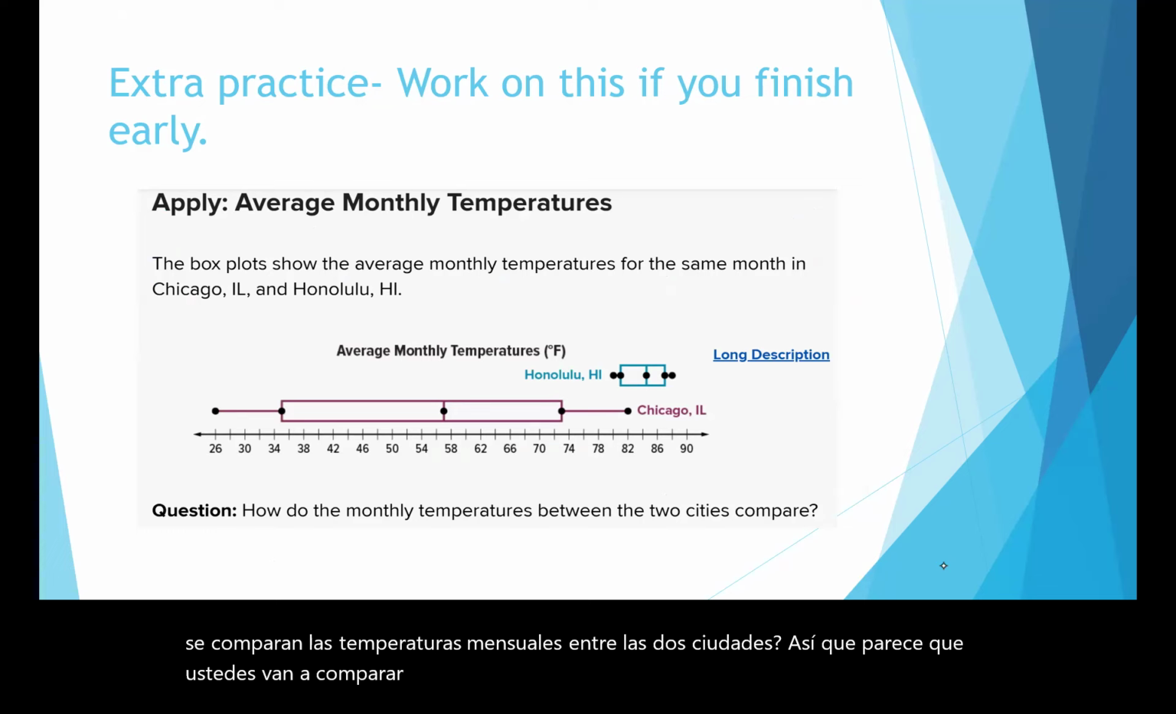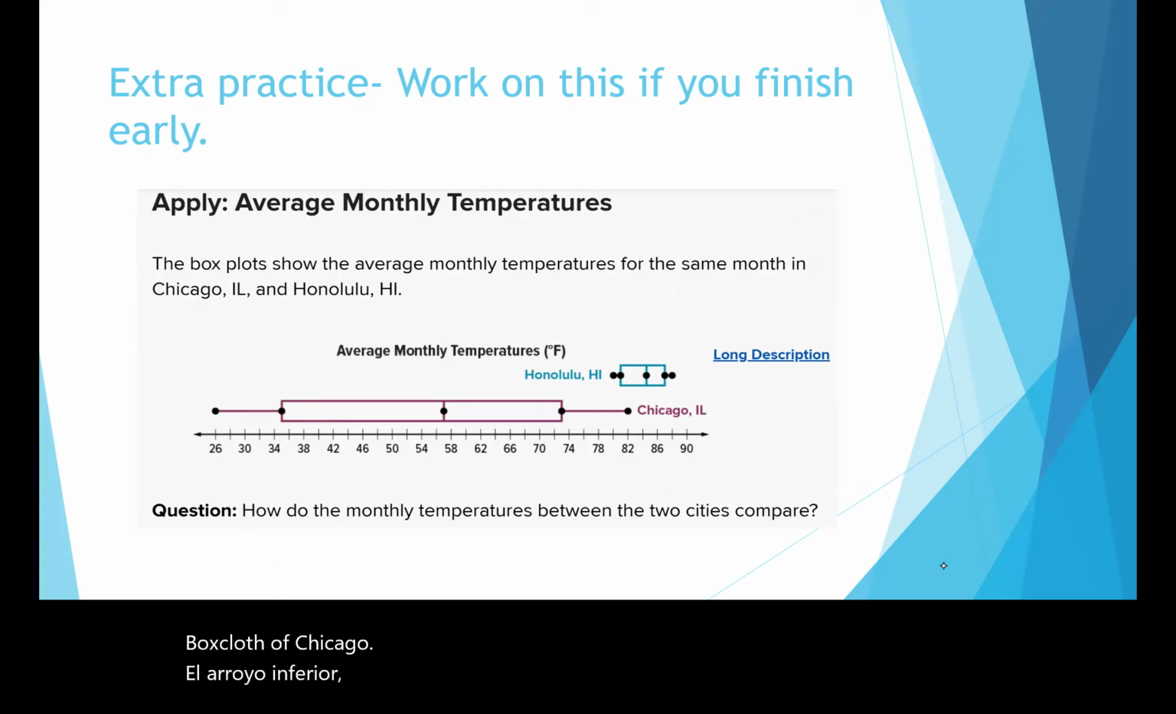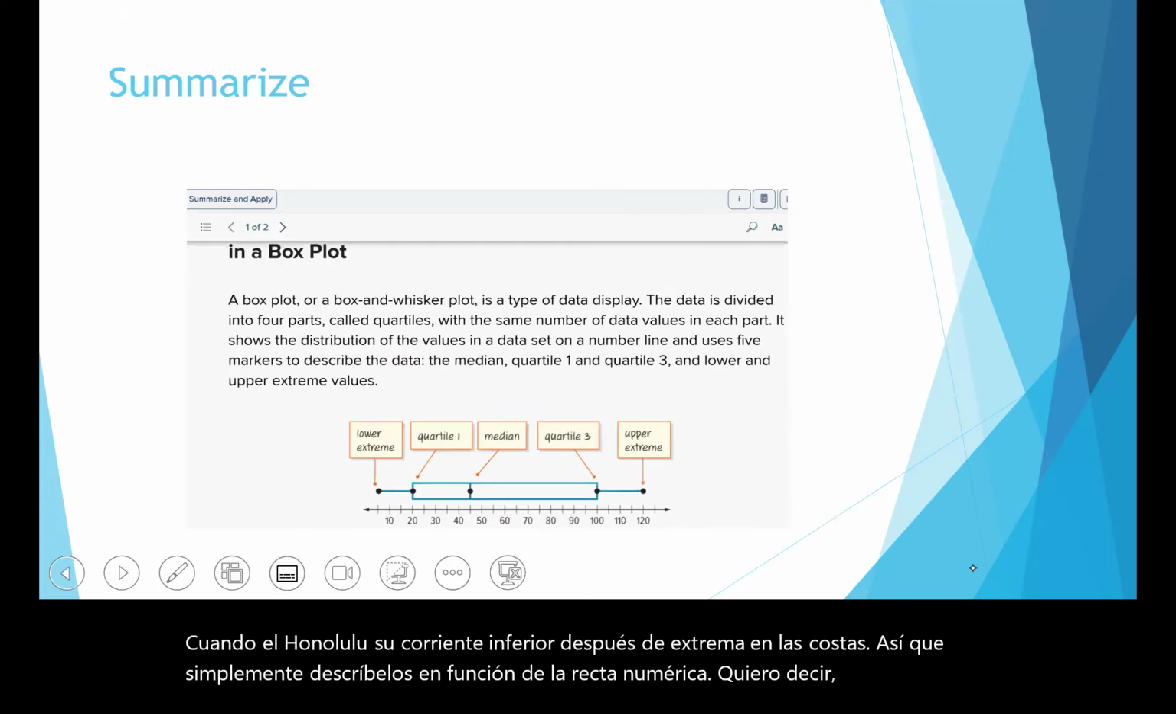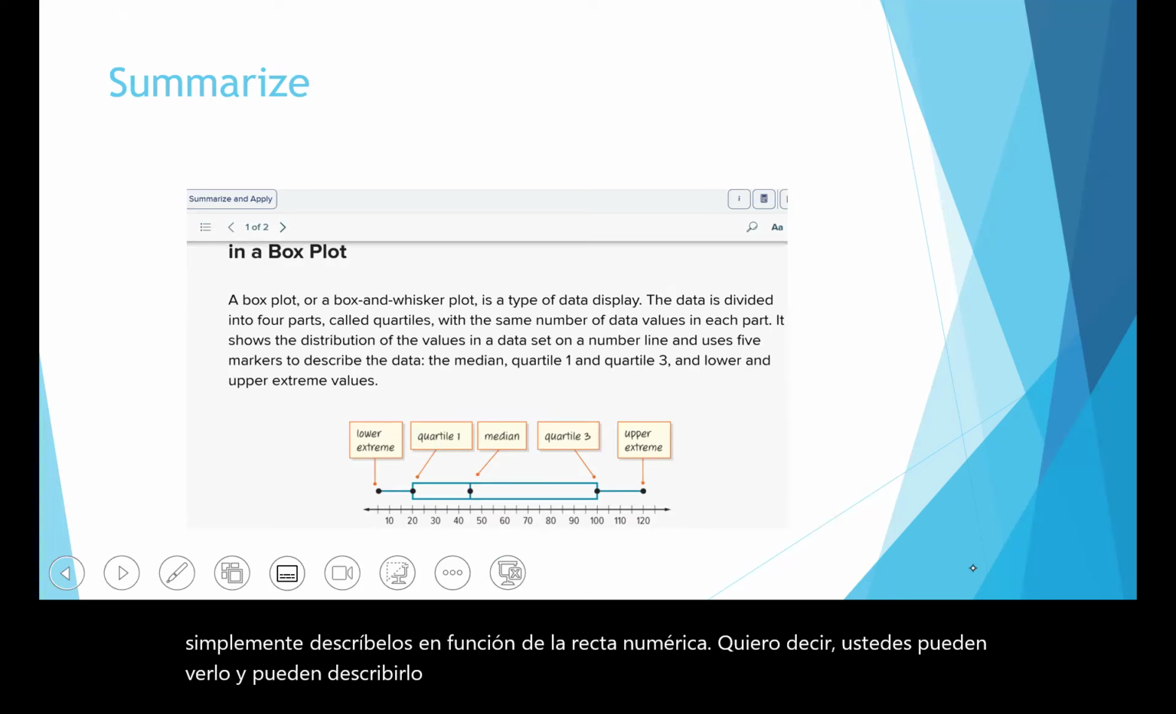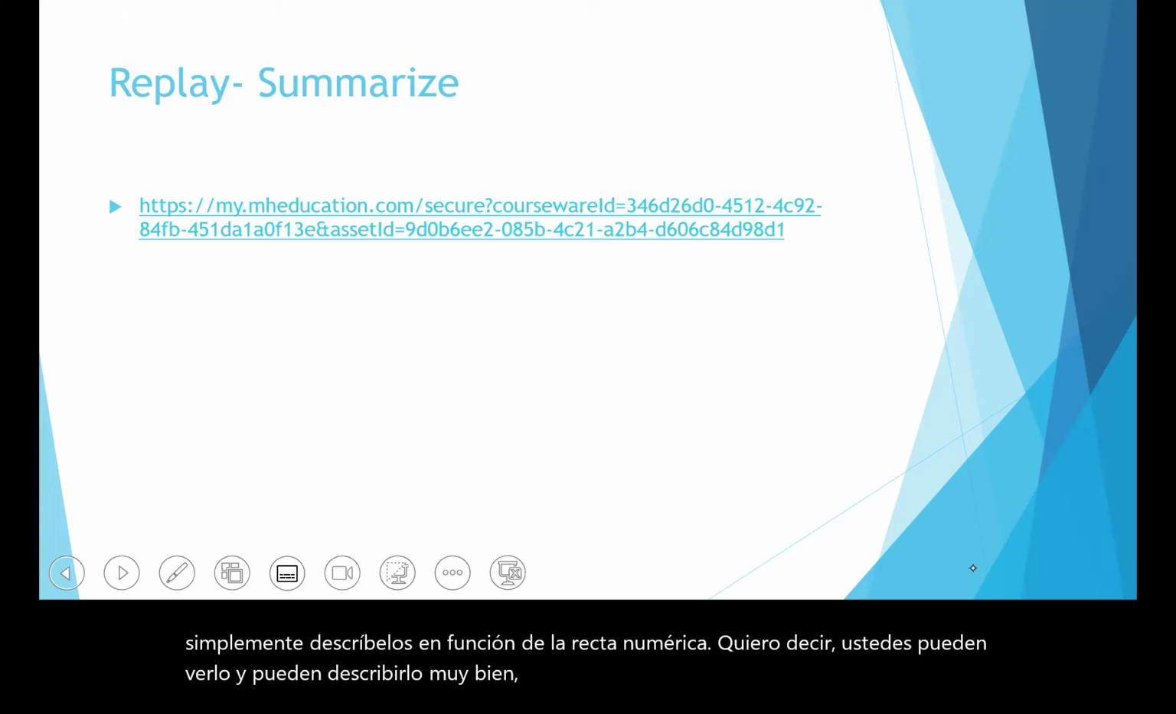So looking at the first box plot of Chicago, you know the lower extreme, the upper extreme, the first quarter, median, and the upper quarter. Then Honolulu, you know the lower extreme, upper extreme, and the quarters. So just describe them based on the number line. You can see and describe it very well. Summarize, this is the summary of whatever we just said.